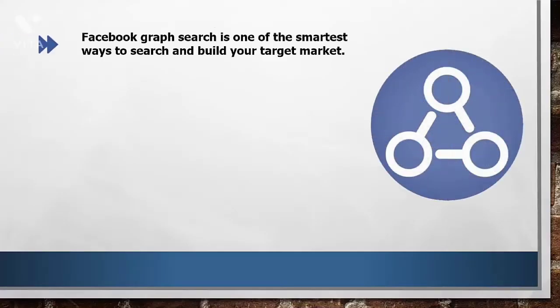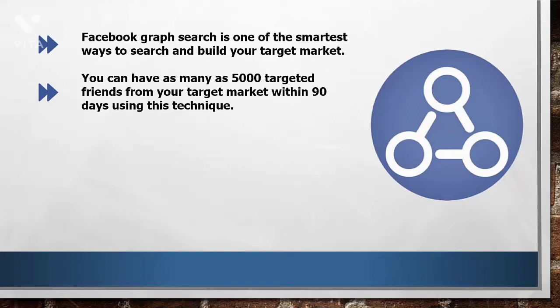So what can we do using Facebook Graph Search? As I told you, this is one of the smartest ways to search and build your target market. You can have as many as 5,000 targeted friends. Now, listen to this particular word, targeted friends. These are not like any friends. These are people from your target market, and you can build them within 90 days using this technique.